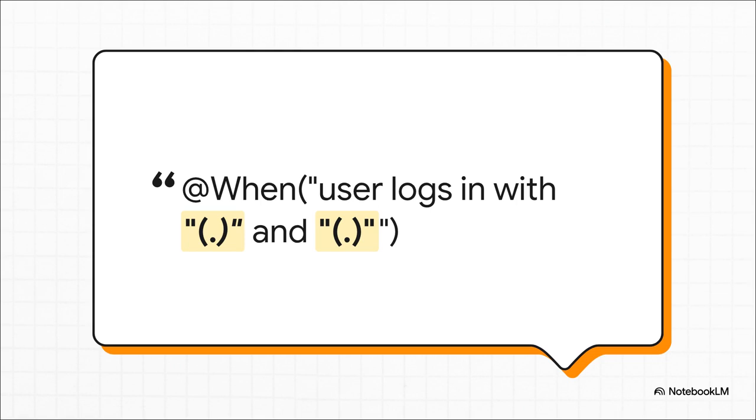It's ^, quotes, open and close parentheses, quotes, $. This simple regex is the key. It basically tells Cucumber, hey, see any text inside a pair of quotes? Grab it. I'm going to need it as a parameter.